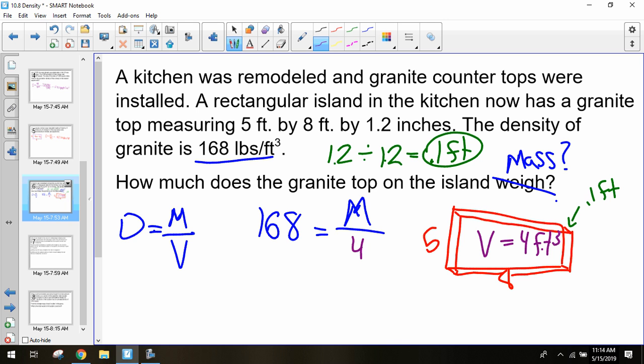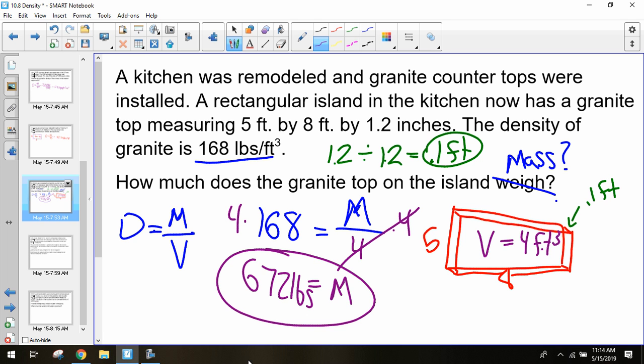We have the volume, we have the density, we can solve for the mass. How can we get that mass? Okay, you just multiply our volume over. And so mass equals 4 times density, which if we multiply that should give us 672 pounds. That is a heavy slab of granite, or a very massive slab of granite. Wow.